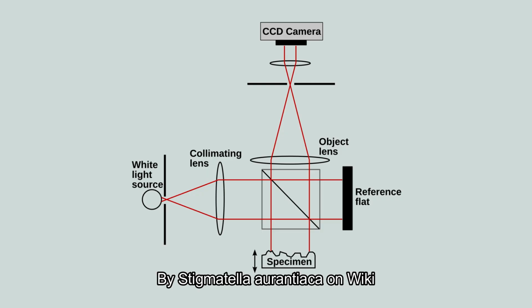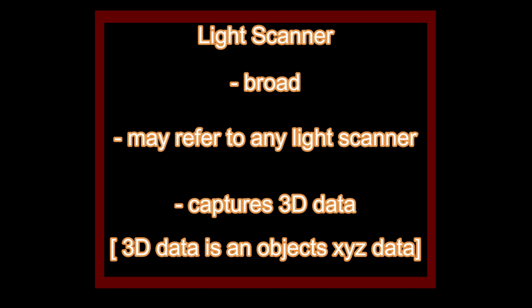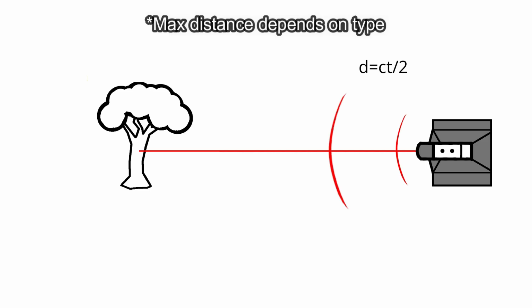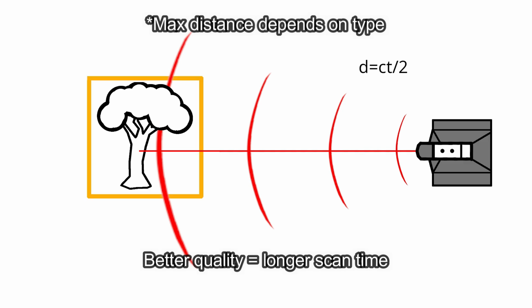Light scanners. They use various types of light to scan an object's surface and capture its geometry. The term light scanners is broad and can refer to any scanning technology that relies on light to capture 3D data. They can be used in long-range scanning, accurate for long distances, can be slower depending on the method, especially for high-resolution scans.